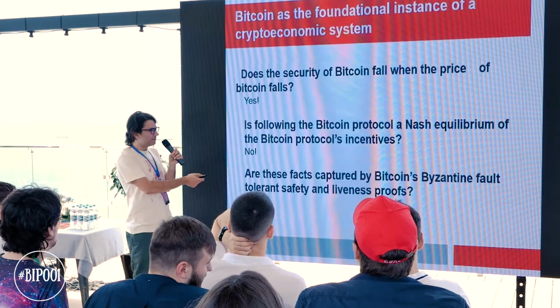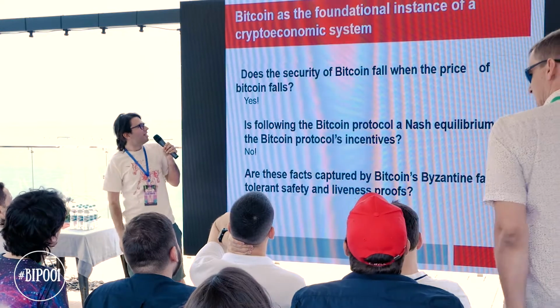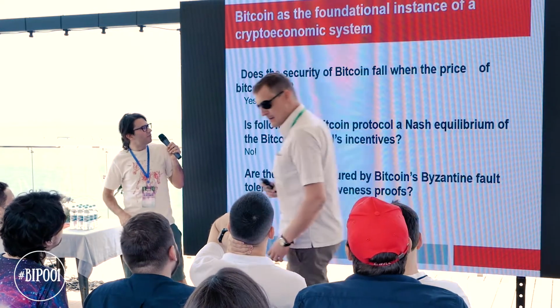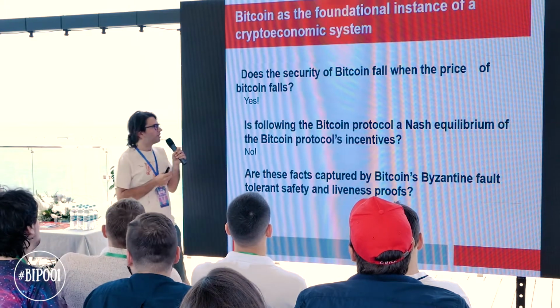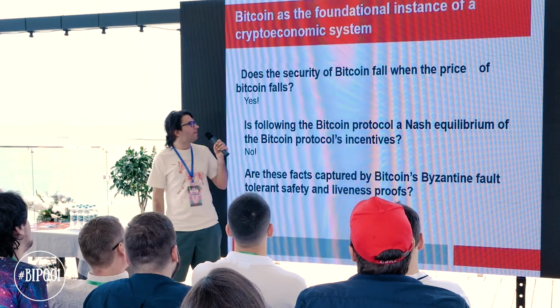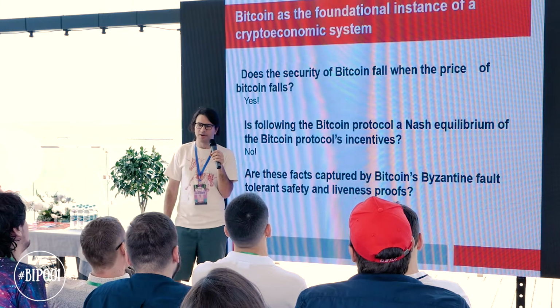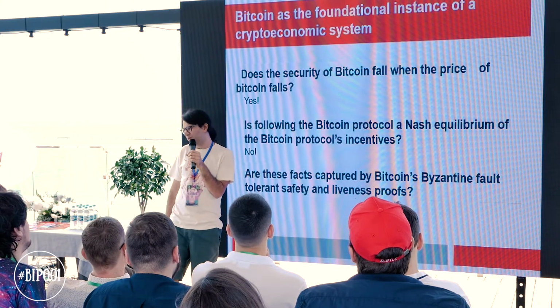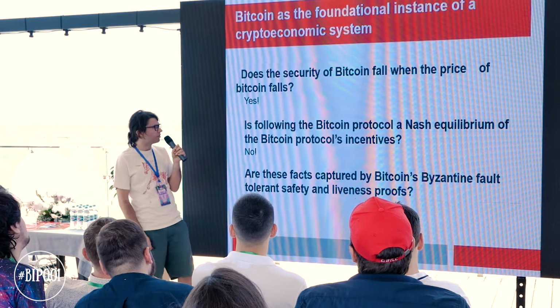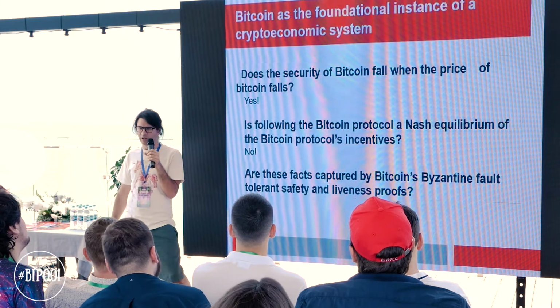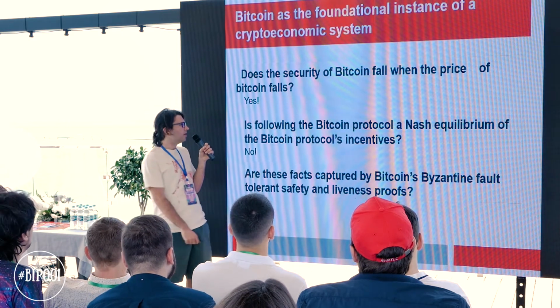What that means more broadly, we're going to start talking about in later sections. But basically, there are some economic questions that are relevant to Bitcoin that can't really be understood in terms of fault tolerance. For example, does the security of Bitcoin fall when the price of Bitcoin falls? And the answer is kind of yes. If the price of Bitcoin was low enough for long enough, the hash rate would fall because people weren't getting compensated for the work, and the security would fall in the sense that it would be easier for an external adversary to take over the network.